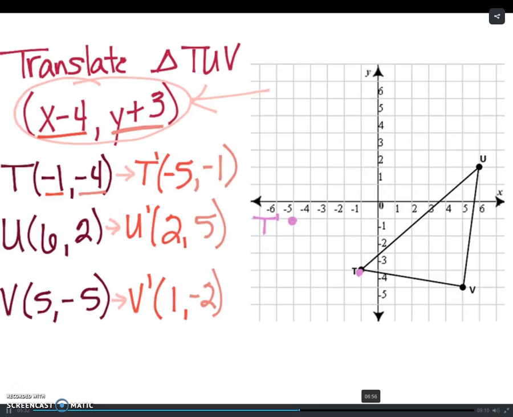U, which originally was here, we go over 2 and up 5. This is u prime. And v, which was down here, is now over 1 and then down 2. So this is v prime. And then we can connect all of our coordinates.